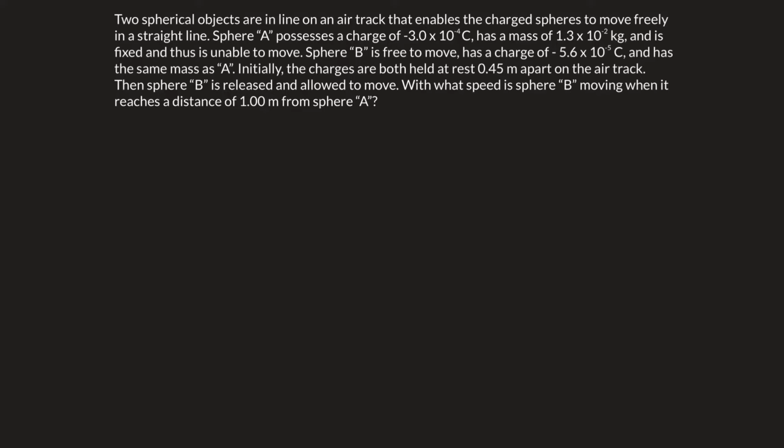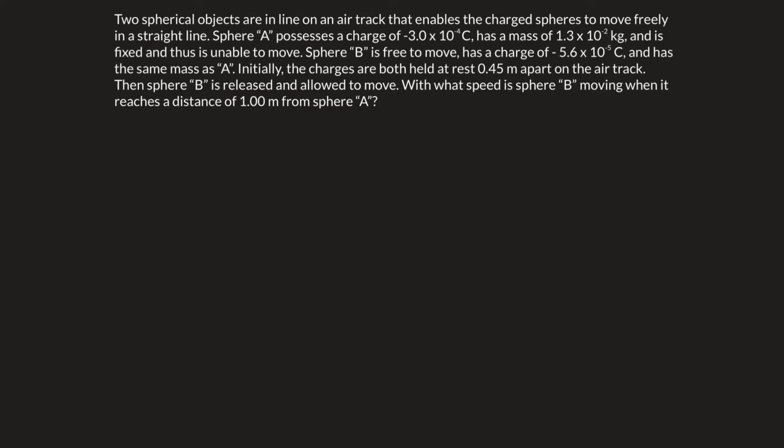In this problem, we have two charged spheres on a frictionless track. Sphere A is in a fixed position, but sphere B can move in one plane, so towards A or away from A. They both have the same mass, and the question here is at what speed will sphere B be moving when it reaches a distance of 1 meter from sphere A?